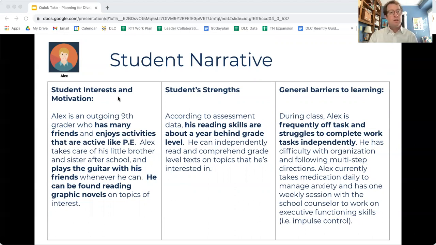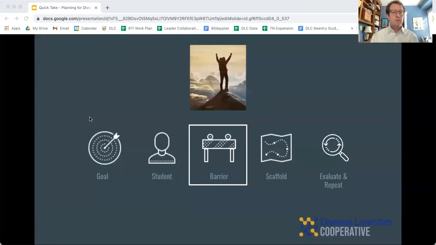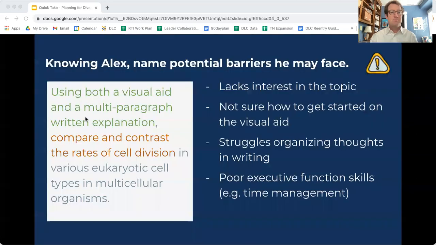His reading skills are only about a year behind grade level. However, he is frequently off task during class and struggles to complete work independently. He struggles with multi-step directions, putting his thoughts down in writing, and other things like that. So when we know where we're heading and we know our student, we also begin to understand what might get in their way. So we're able to name those specific barriers.